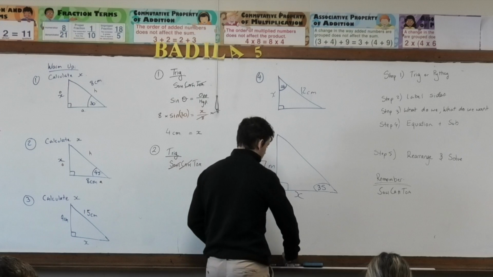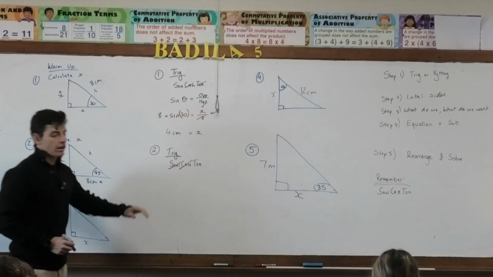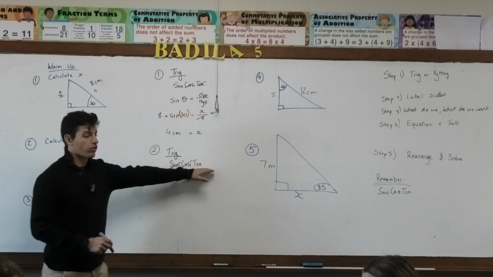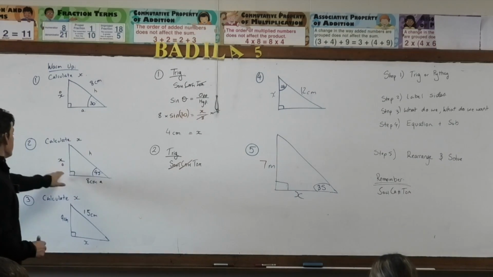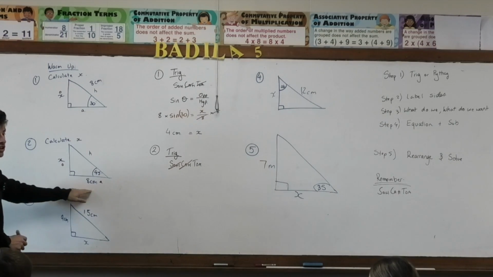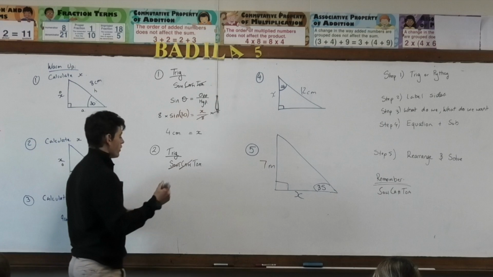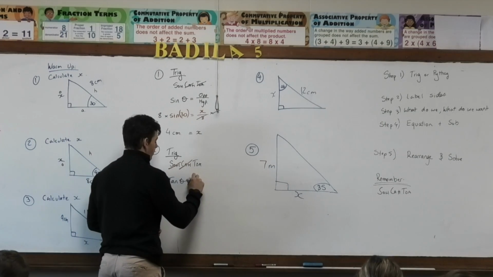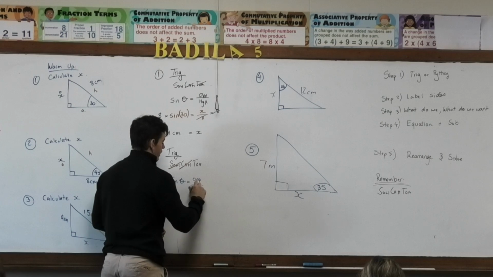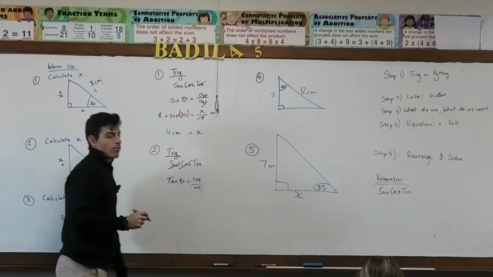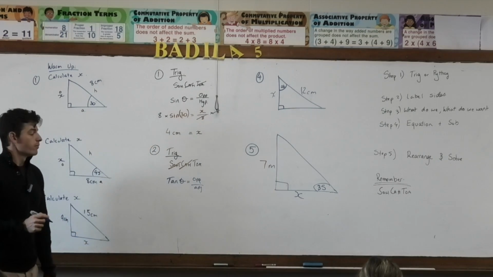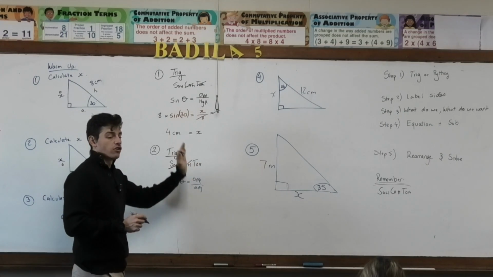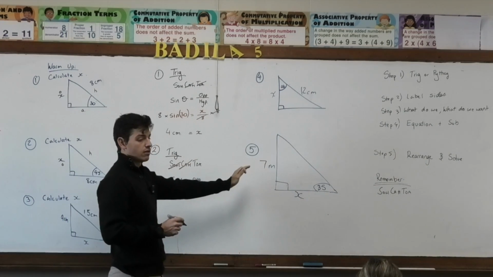Just check our processes here. So we already identified that we're dealing with trig here. We're dealing with tan because we know that we want our opposite and we have our adjacent. So now I write down what I know. I've got tan theta equals opposite over adjacent. The way to remember which one goes on the numerator is the first letter goes in the numerator. It's always the first one divided by the second one.